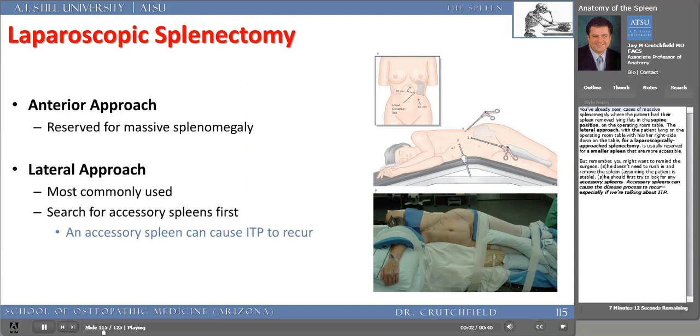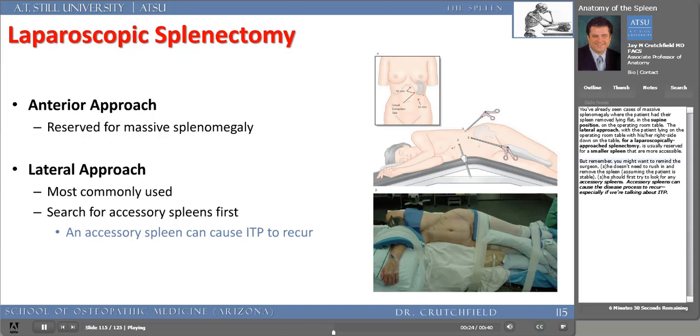You've already seen cases of massive splenomegaly, where the patient had their spleen removed lying in the supine position flat on the operating room table. The lateral approach, with the patient lying in the operating room with his right side down, performed for a laparoscopic splenectomy, is usually reserved for smaller spleens that are more accessible.